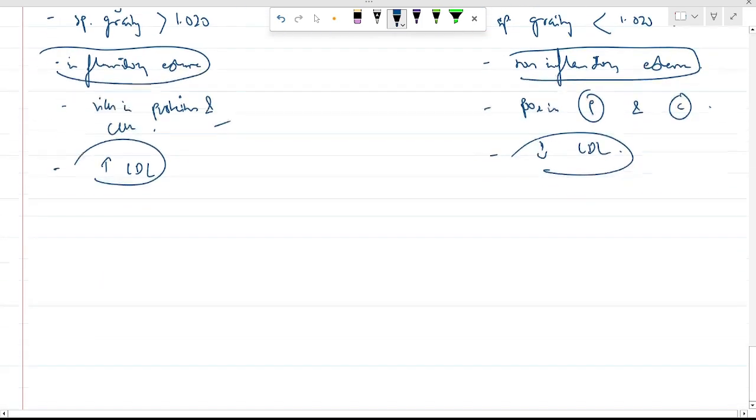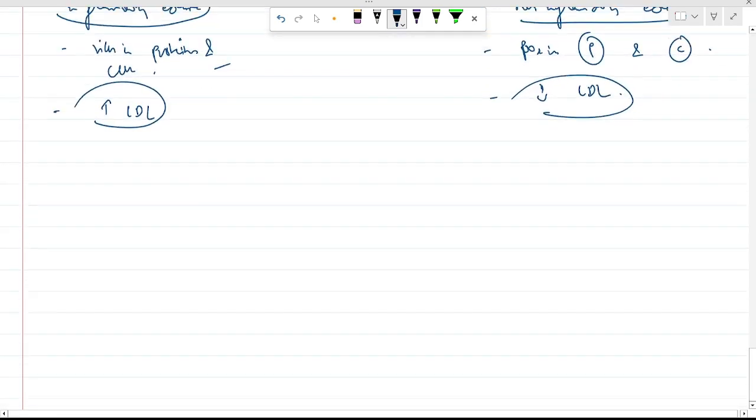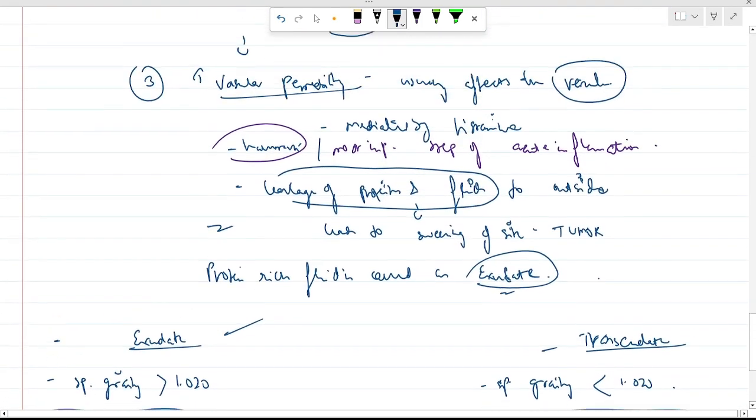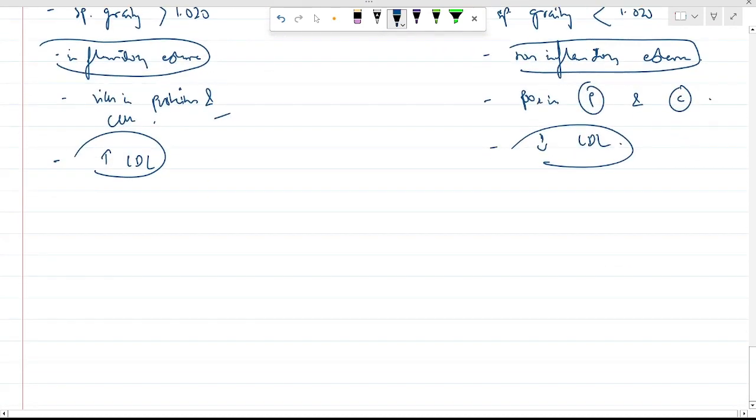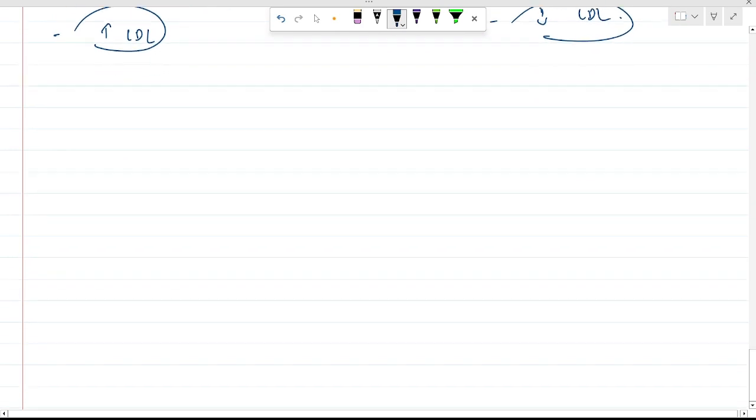Next, moving on, we've seen the steps here. The increased vascular permeability. So we are going to see some mechanisms of increased vascular permeability.